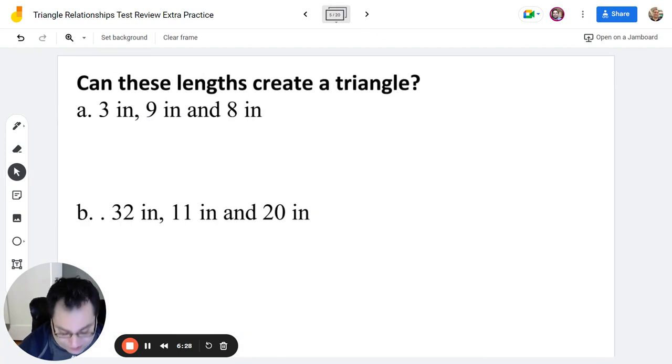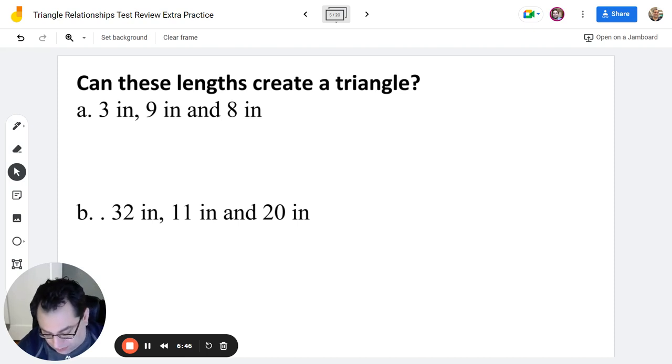Can these lengths create a triangle? So, when dealing with whether it is a triangle or not, you take the two smallest sides and add them up, and they need to be greater than the third side. This is called the triangle inequality theorem.